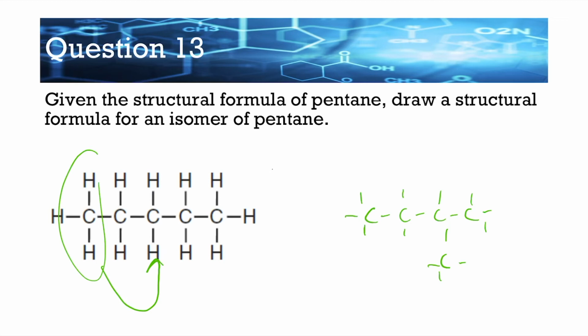If you drew something and you're not quite sure if it is an isomer, you can take a picture of it, send it to your chem teacher, and ask them. As long as you have the same formula, that should be fine. So again, this is C5H12, and this is also C5H12.